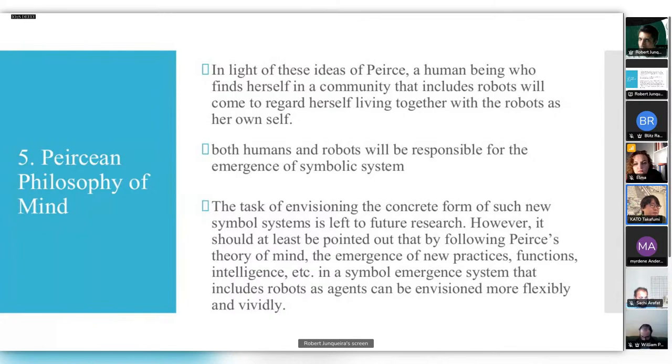Perhaps it will present a way of cognition, language system, and intelligence that are unimaginable to humans today. The task of envisioning the concrete form of such new symbol systems is left to future research. However, it should at least be pointed out that by following Peirce's theory of mind, the emergence of new practices, functions, intelligence, etc. in a symbol emergence system that includes robots as agents can be envisioned more flexibly and vividly.